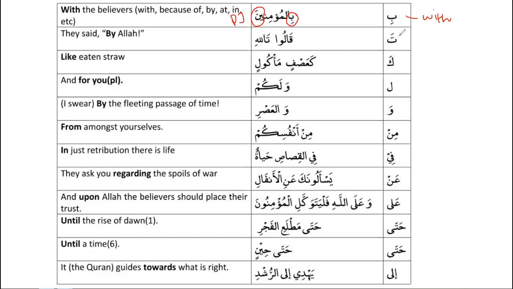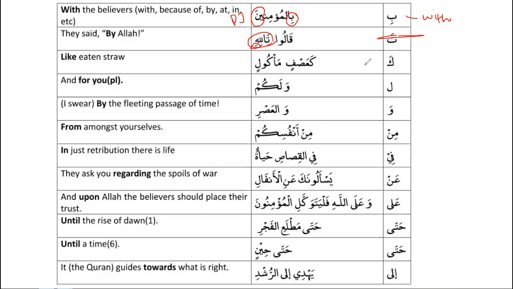Then comes ta. Ta means what? I swear by. And ta only comes with which word? Allah. The word Allah. So here you can see Tallahi, ta followed by Allahi. It is Allahi because ta is making the word Allah, Lafzul Jalala, jar status. So Tallahi means I swear by Allah.